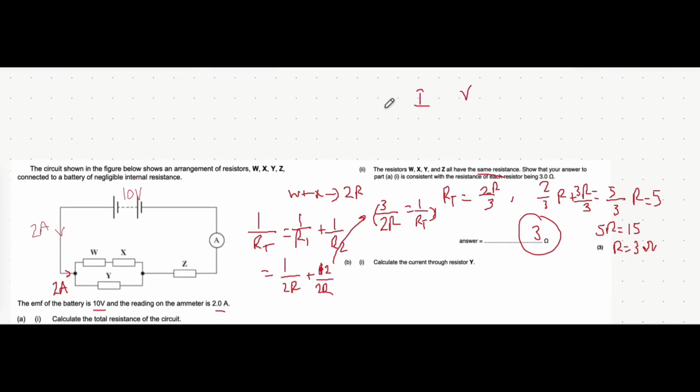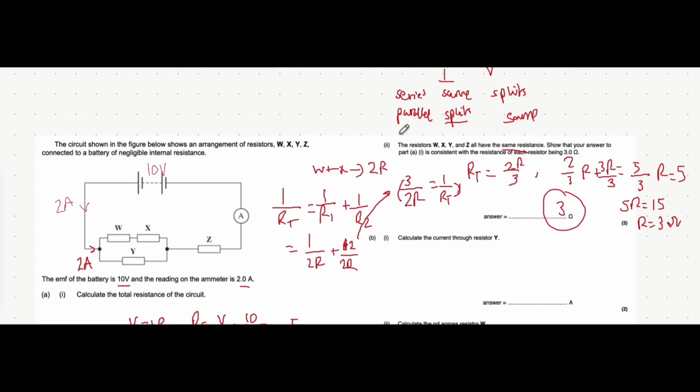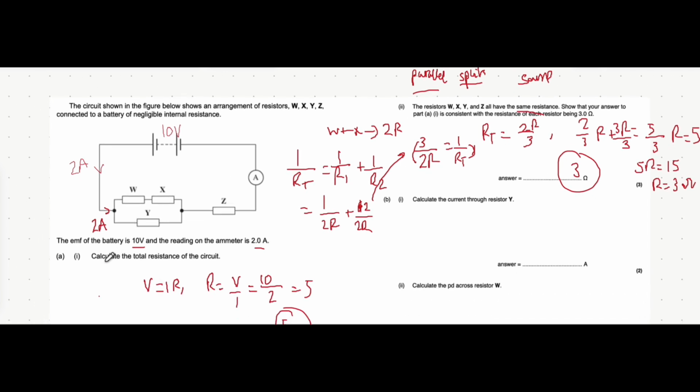I used to remember that in series, let's write here series, and let's write here parallel. I used to remember that in series, current stays the same, whereas voltage splits up. On the other hand, current splits up in parallel, and voltage stays the same. So the current that goes into this junction splits up because this is a parallel junction. But how does it split up?